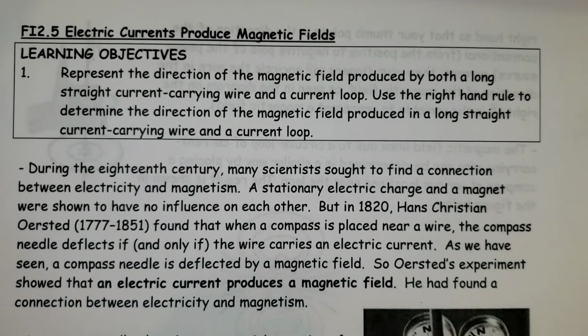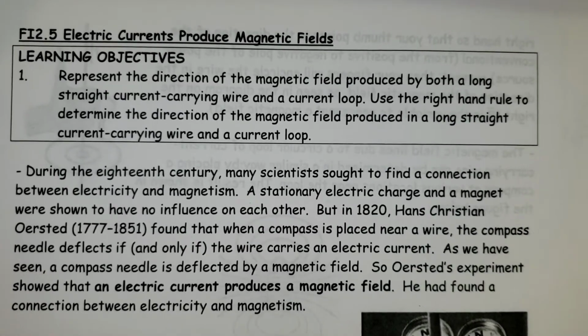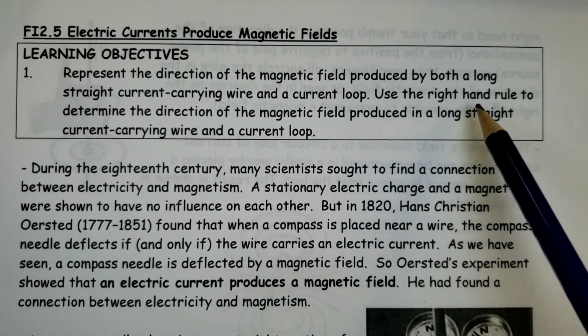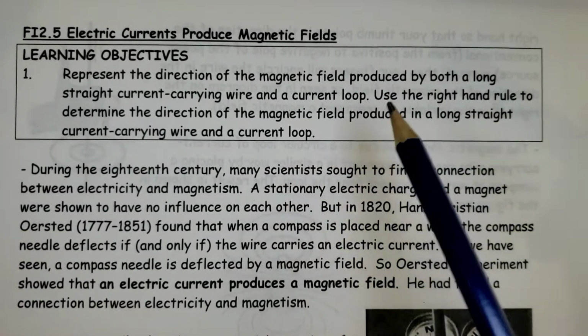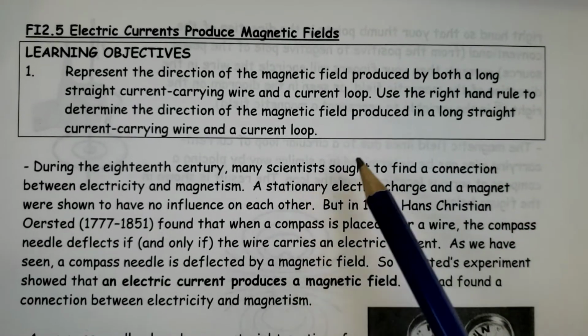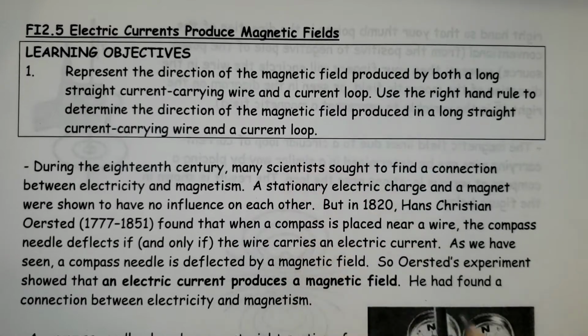Welcome back, Physics 30. This is section FI2.5, electric currents produce magnetic fields. So here we'll represent the direction of the magnetic field produced both by a long straight current carrying wire or a current carrying loop. Use the right-hand rule to determine the direction of the magnetic field produced in a long straight current carrying wire and a current loop.